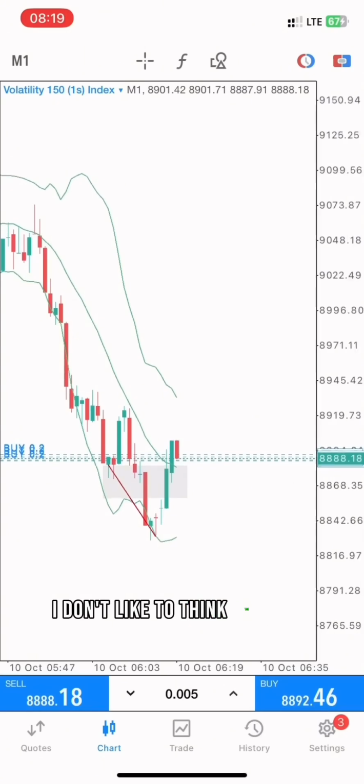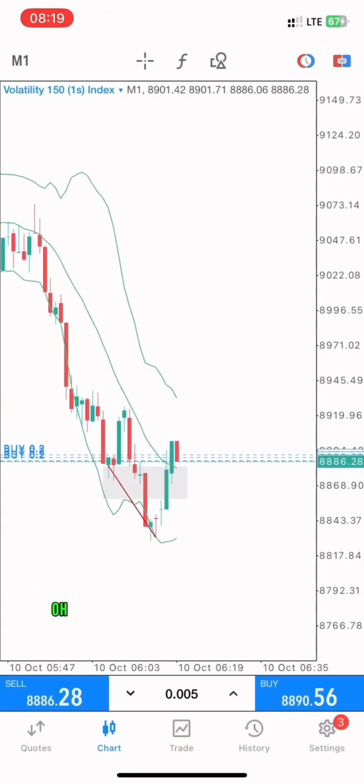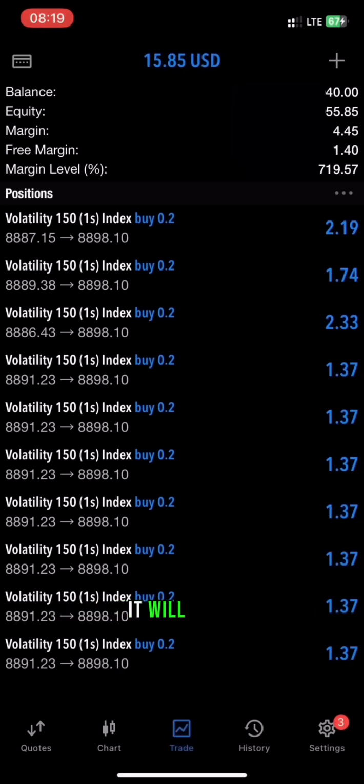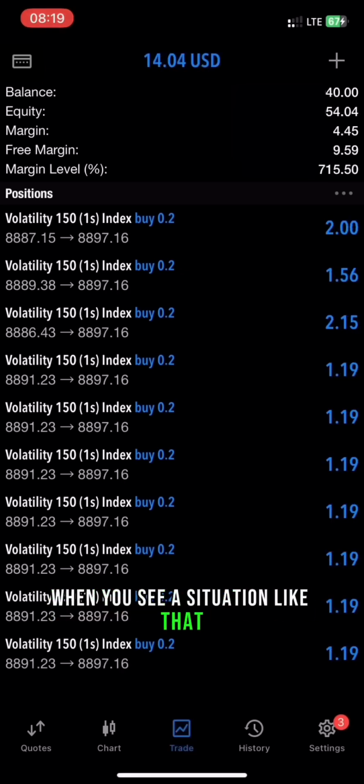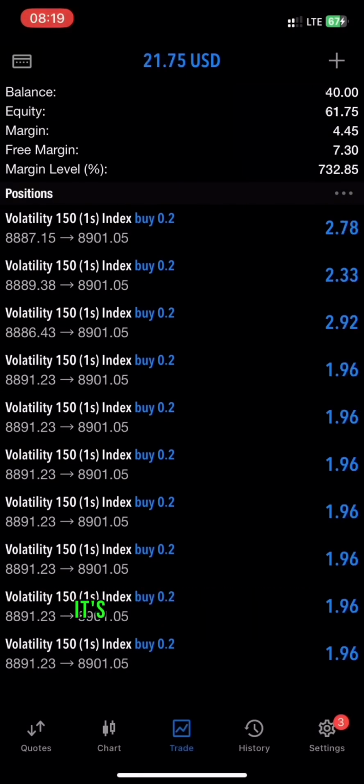I don't like to think too much. Most people would see the trend going downwards and say, oh, since it's going downwards, it will keep going down. But no, it will go up. When you see a situation like that, you just enter. Look how my money is going up, just like that. It's a sharp entry. You don't need to be worried about anything. You just go.